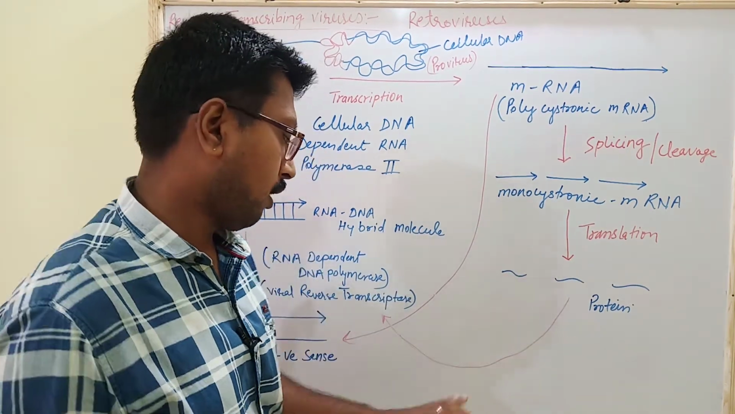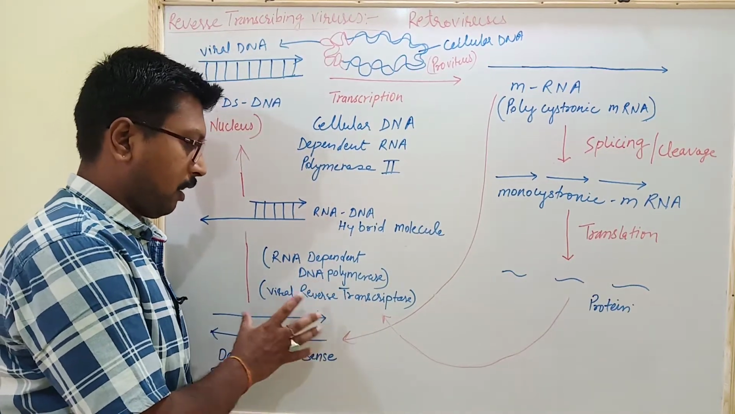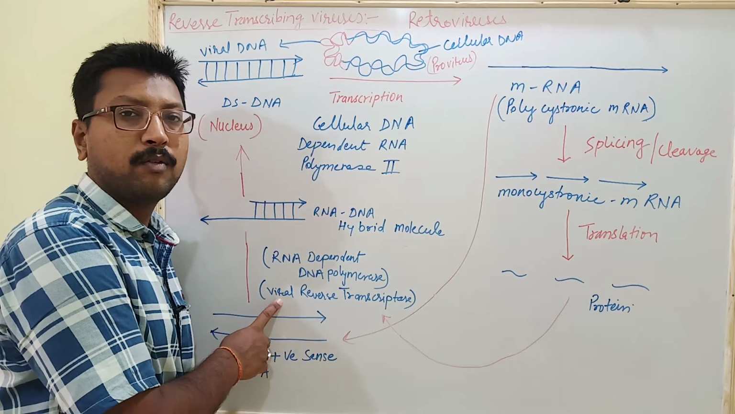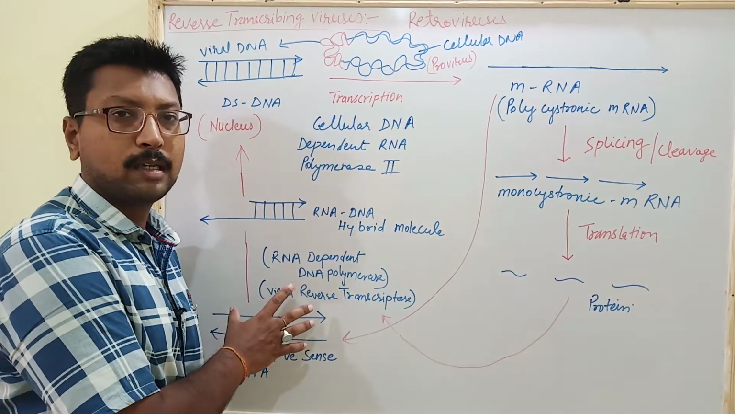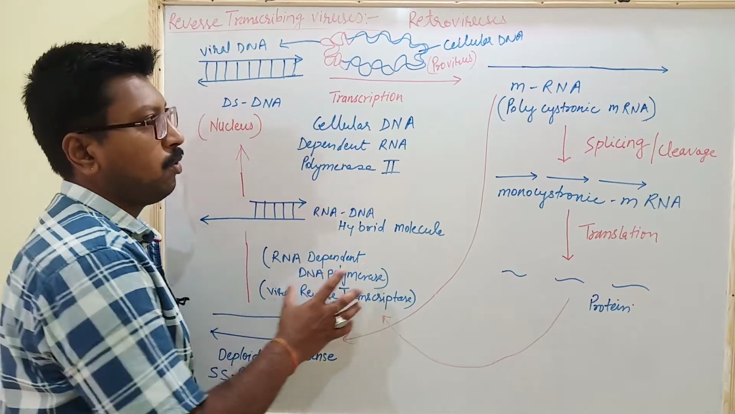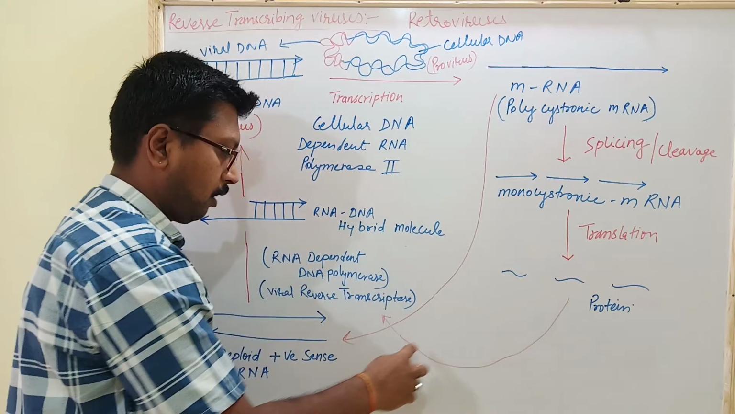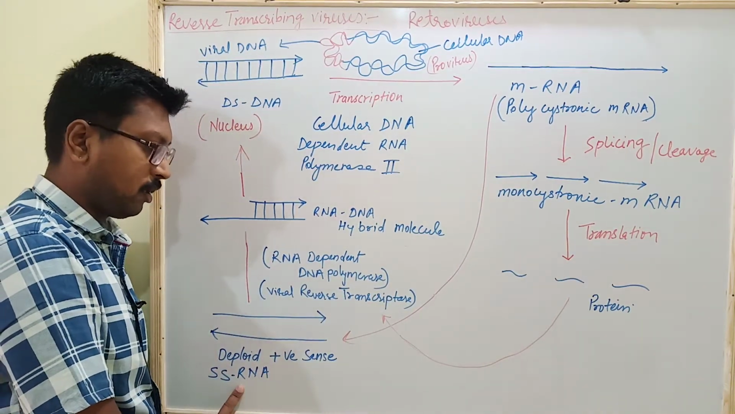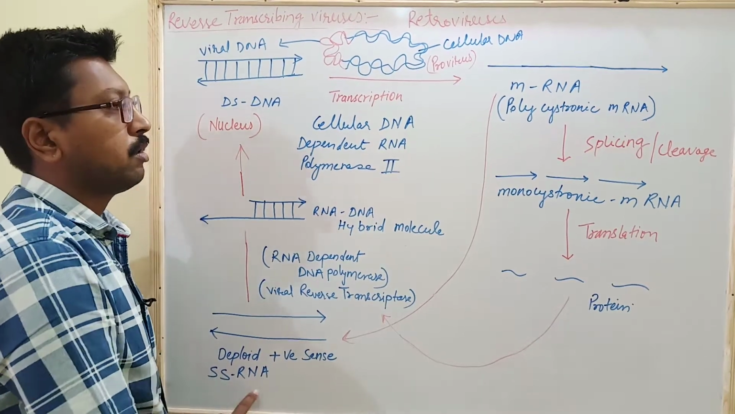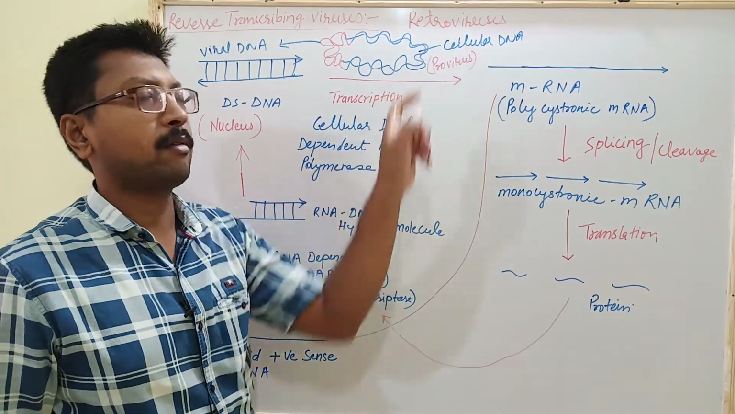A few of the proteins are used as, again, RNA dependent DNA polymerase, and this is a viral reverse transcribing enzyme. This is not a host cell enzyme. And a few of the polycistronic mRNA is converted again into the diploid positive sense single stranded RNA genome. So this whole procedure takes place in the case of retrovirus replication.